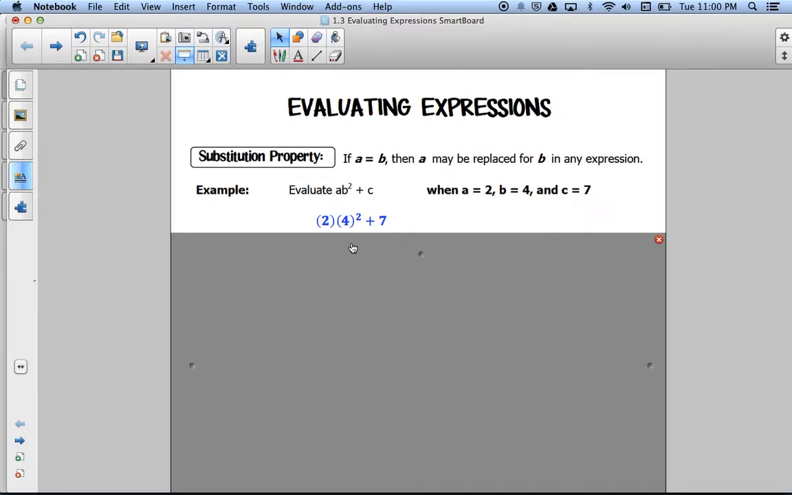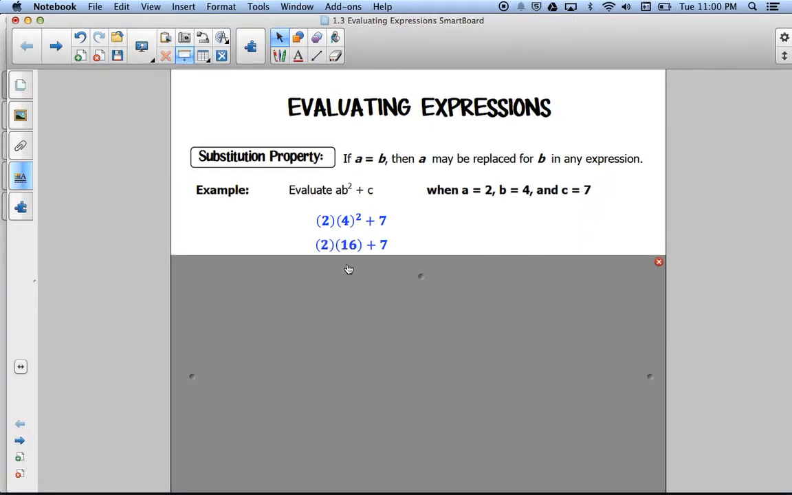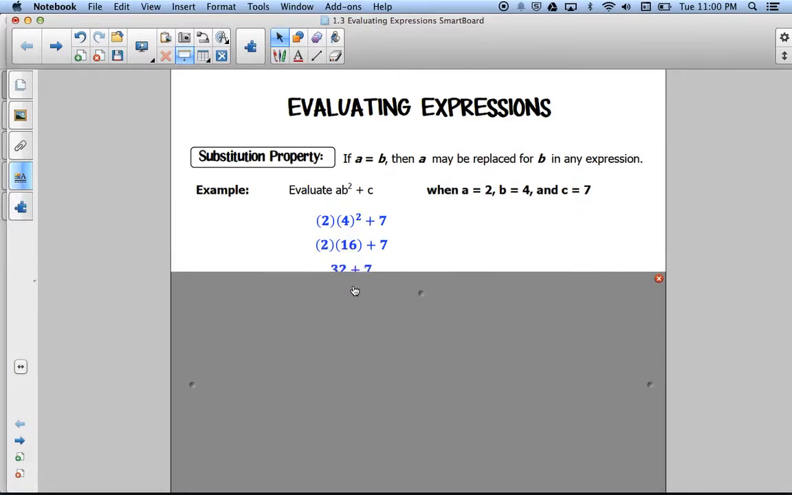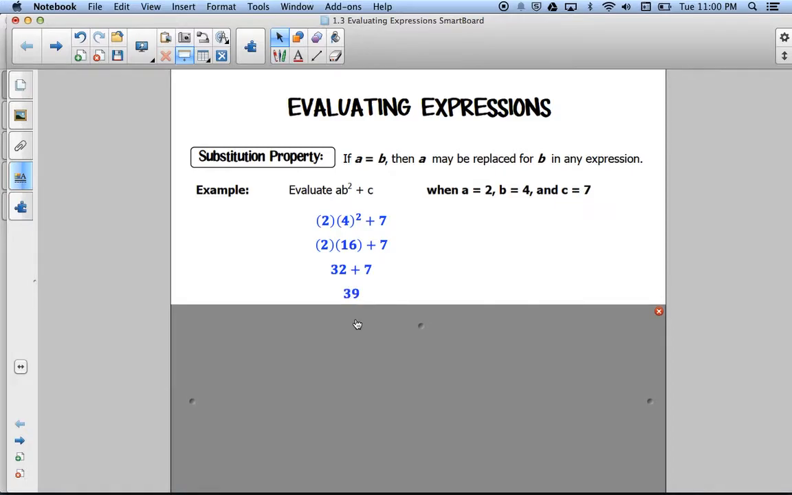Now we'll use our order of operations that we practiced in our last lesson to simplify this expression. You'll recall parentheses first, and there's nothing to be done inside either parentheses. We'll do exponents next. 4 squared is 16. We'll multiply to get 32 plus 7, and finally we'll add to get a final answer of 39.